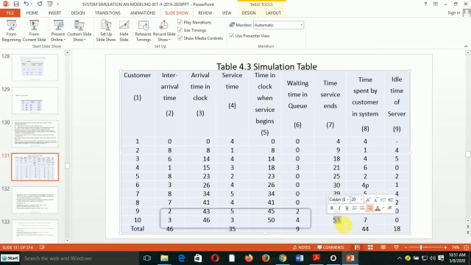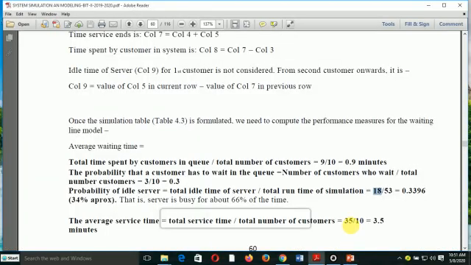The service ended after 53 minutes for 10 customers. So that is why we take 18 out of 53, and we will see that it is almost 0.3. It is okay, it is not waiting so long, but according to the management, this will be high. 34% of the time the server will be idle. It is not very good.